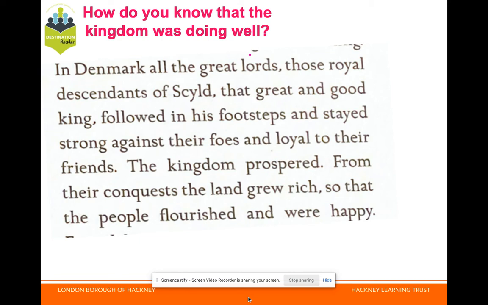Right, I'm going to read the text, have my pencil ready to underline or circle things that might be helpful. In Denmark, all the great lords, those royal descendants, I've heard that word before. Let me think. It was when we read something about Baghdad. Oh, yes, descendants, it means people before me. Of skilled, oh, I don't know what that word means, I'm going to underline it. That great and good king followed in the footsteps and stayed strong against their foes. I don't know what foe means. And loyal to their friends.